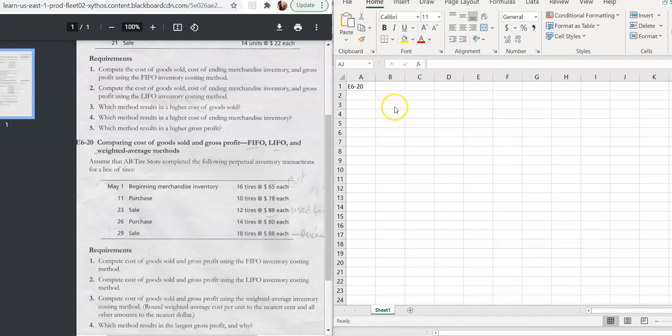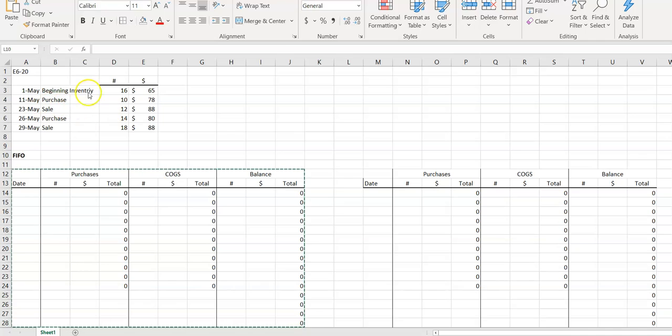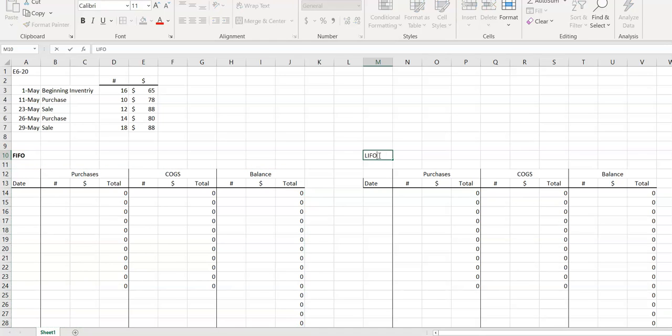We're actually going to calculate cost of goods sold, gross profit, and ending inventory as well, so we get them all in there. I think I'm going to copy this over and then we'll make this big. I'm going to pause while I copy it over. Okay, I copied over the basic information and we're going to do FIFO and LIFO. I went ahead and set up the card so you don't have to watch me do that forever.